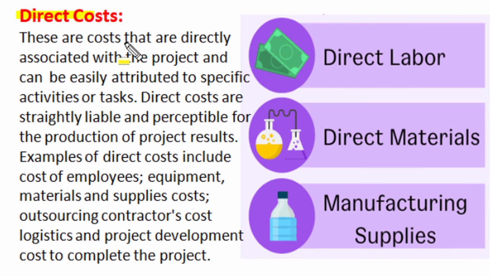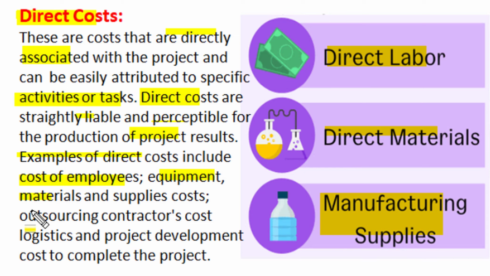Direct costs are those costs that are directly associated with the project and can be attributed to a specific activity or task of the project. We can say direct costs are strictly liable and perceptible for the production of project results. There is a direct connection between activity of project execution and the associated cost, and those costs are called direct cost. Examples of direct cost include direct labor, which is salary and wages, cost of all employees directly connected to project activities; direct material, which is cost of equipment and material used in project execution; and cost of manufacturing supplies associated with production of project results.